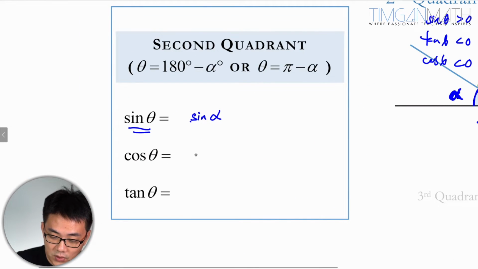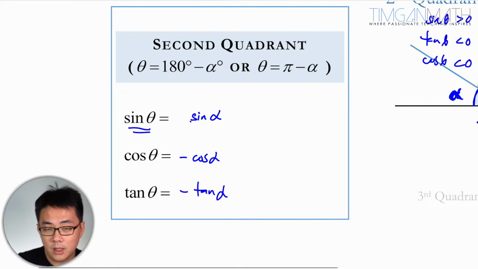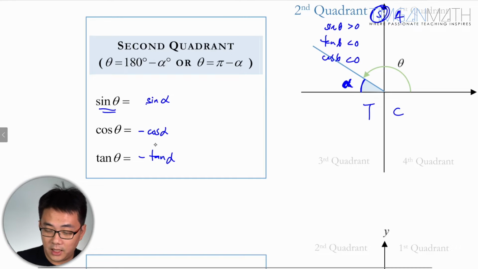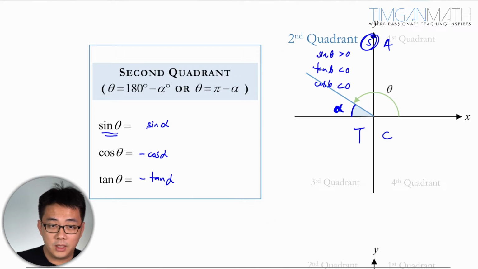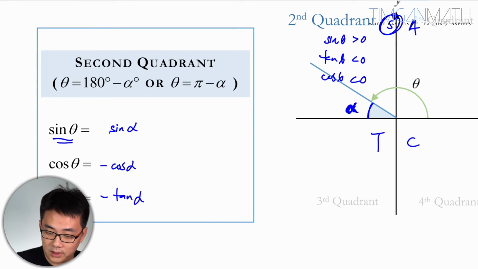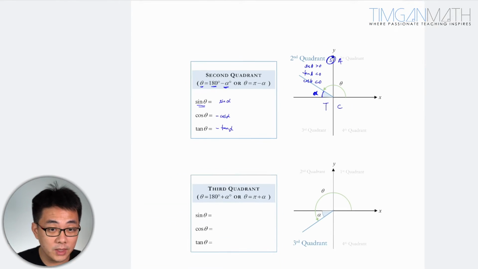Cosine theta will actually be cosine alpha, but because alpha is acute, this will always be positive, so you need to add a negative in front. So you just put negative tangent alpha here. Okay, so that's a negative cosine alpha and a negative tangent alpha. Just take note of that in the second quadrant. In the second quadrant, theta is actually 180 minus alpha. Just look at this diagram, you'll be able to tell.